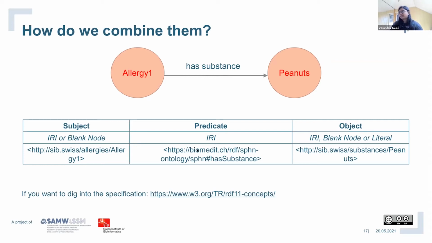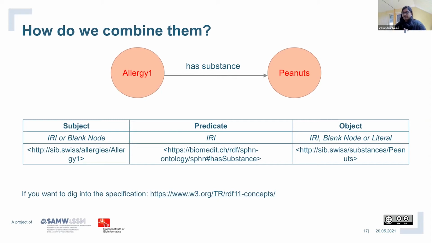And if you observe here, we are using the has substance coming from the SPHN ontology that Philip has presented before. And we are reusing that link. And for the object, you can either use an IRI and refer to another RDF element. You can use blank nodes or literals that are defined on the go. If you want to know more information about these specificities, there are nice documentations that are provided, so you can just have a go through it.